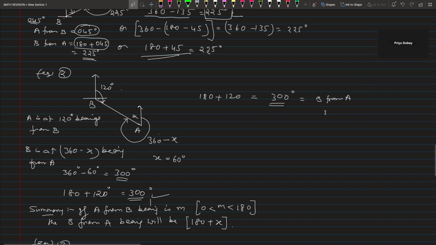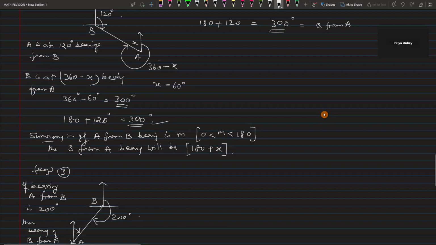So the summary from these two examples is this. What conclusion you can draw is this one. If the bearing of A from B is say M, and this M is between 0 and 180, like in both these examples, in one it was 45 degree, in the other it was 120, then the bearing of B from A will be given by 180 plus this M. I've written X, but it should be M. Got it?